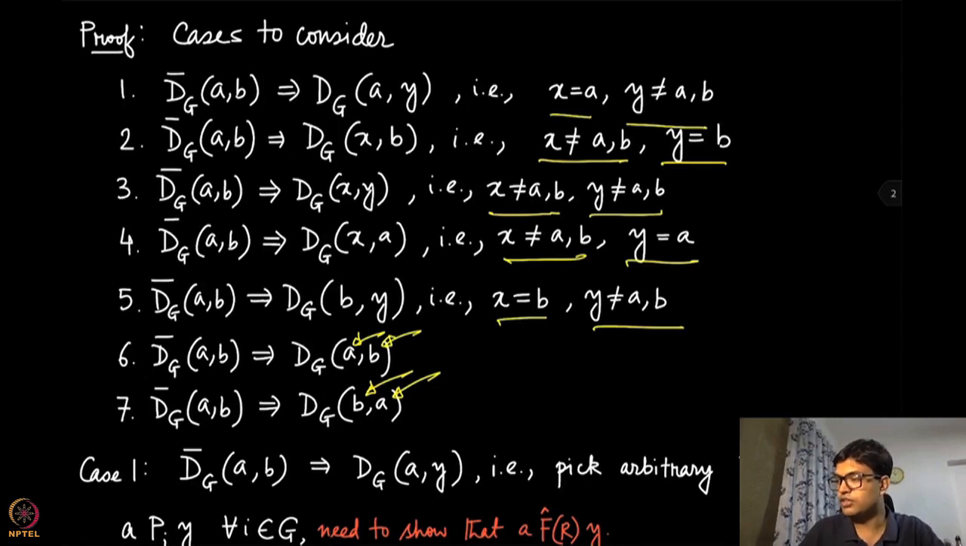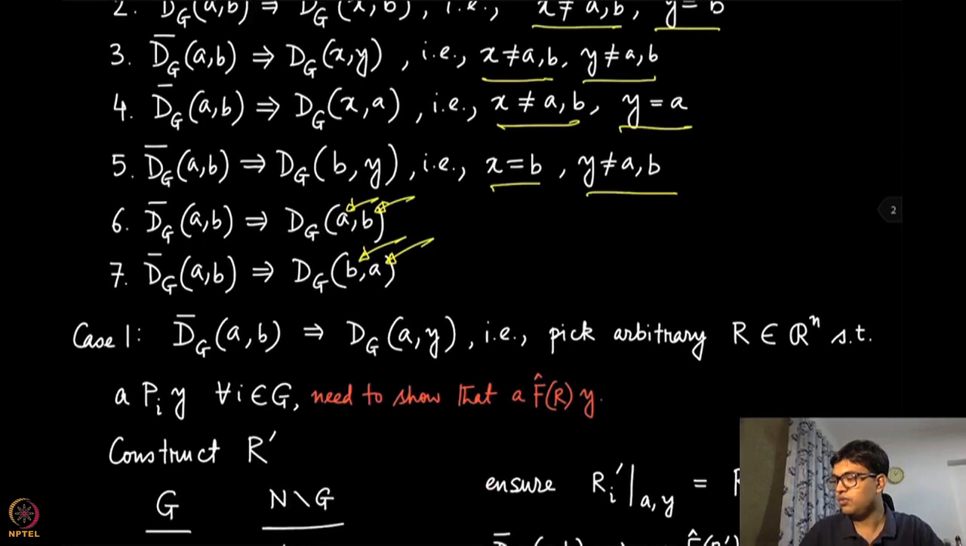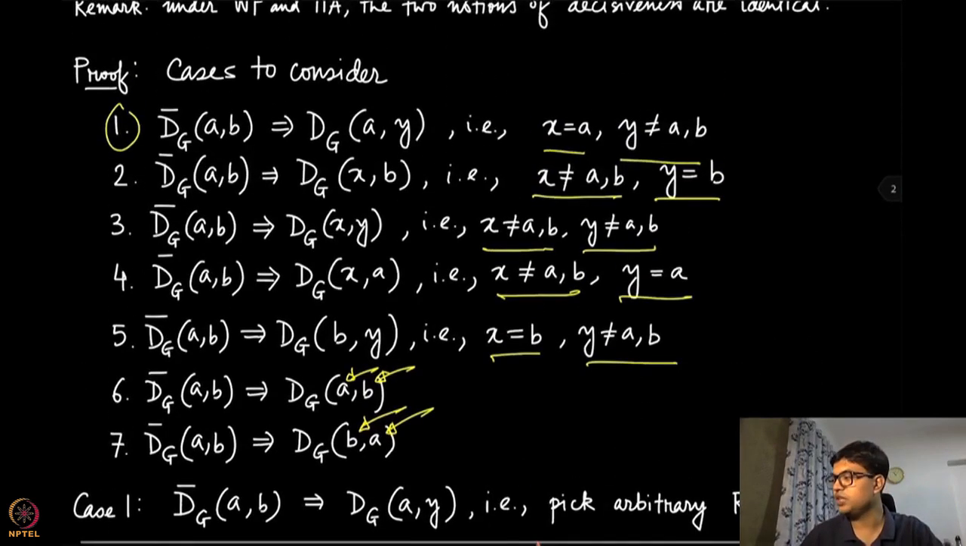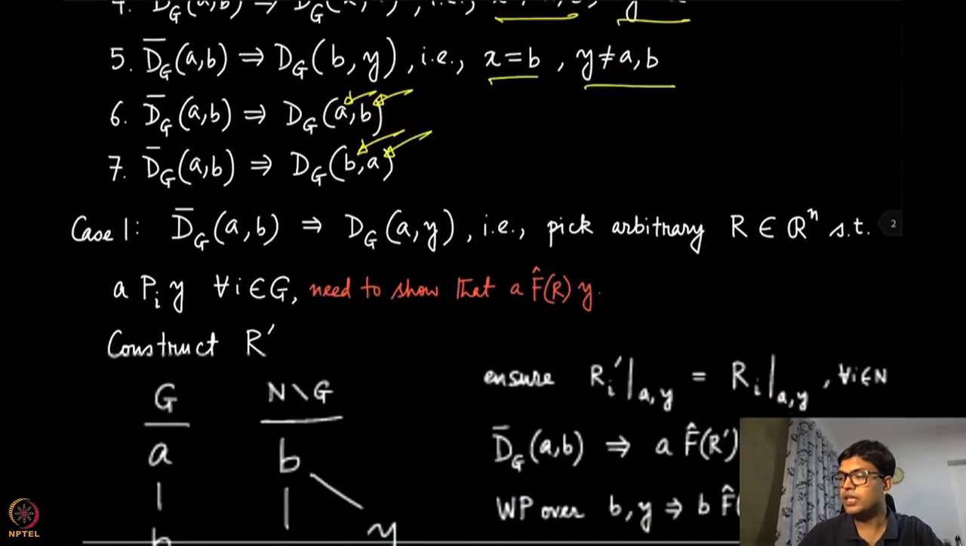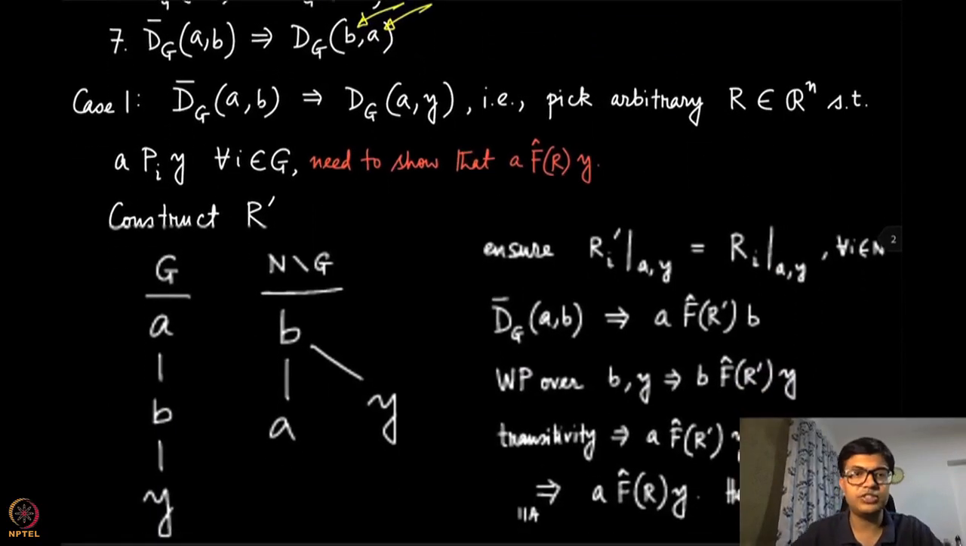Alright, so let us now focus on case one, where we are supposed to prove that if this set G is almost decisive over A and B, then it should be decisive over A and Y, where Y is not equal to A or B. Now, let me tell you the general strategy, how we are going to do it. We are going to pick some arbitrary R. We'll have to show that this is decisive. That means we'll have to show for all arbitrary R on which this if condition holds. So remember the definition of decisiveness, the if condition of that decisive part.